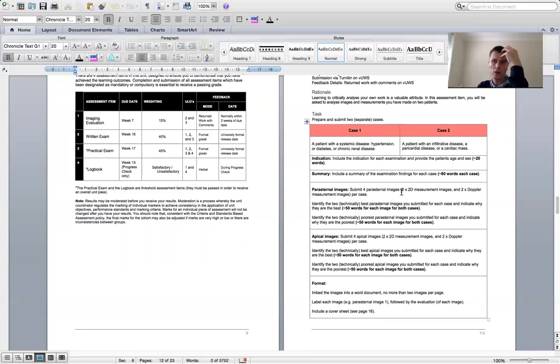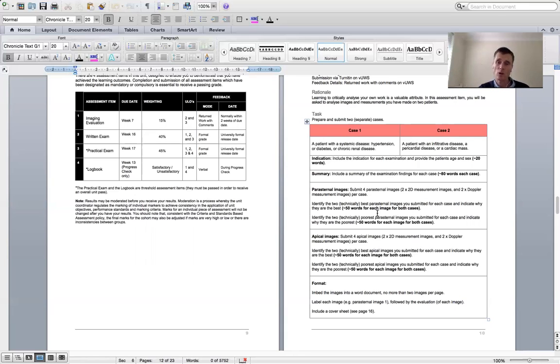You submit 4 parasternal images, 2 2D images, and 2 Doppler images. Then of those, I want you to identify which 2 of those images are best and why they are best. So, for example, if you've acquired a really nice 2D image with the focal point set appropriately, with the gains well set, with the frequency appropriately selected, etc., you explain why that's the case.